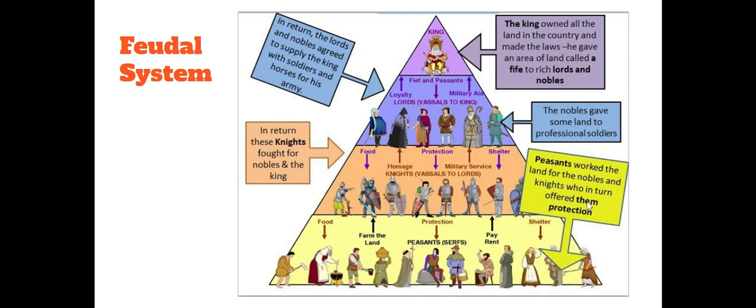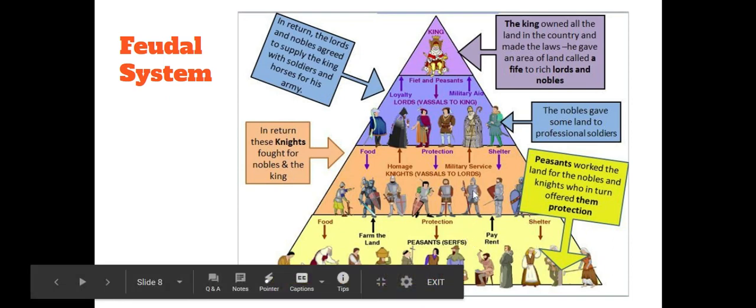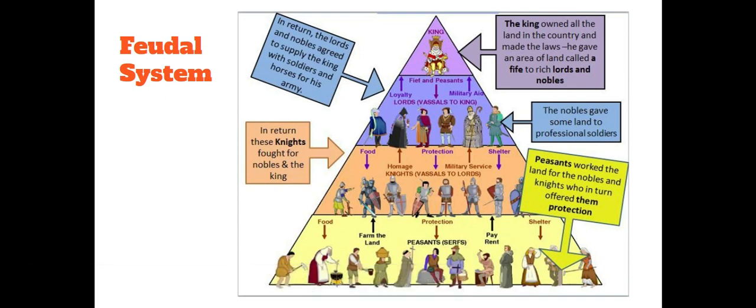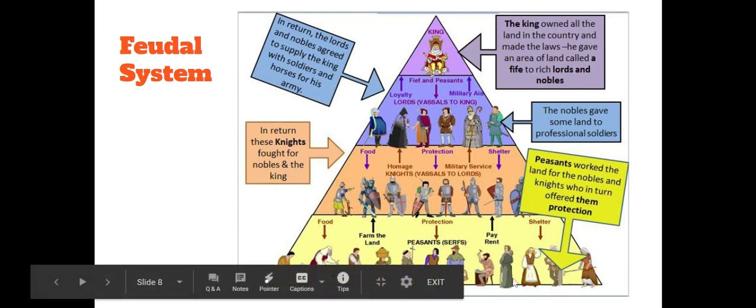On the bottom, we have the peasants. For the most part, there are two kinds of peasants. There are regular peasants who are free, and then there are serfs. The serfs are not allowed to leave the land. They're not slaves because they're not owned, but they are also bound to the land. They cannot leave it. For the most part, peasants had to do all of the work. And in exchange for doing all of the agricultural work, they were offered protection.